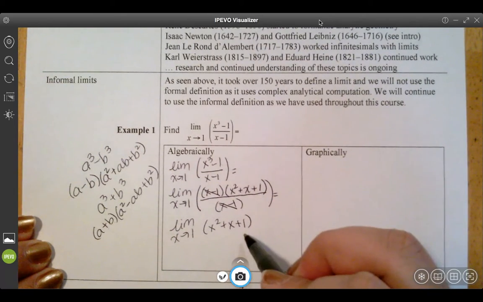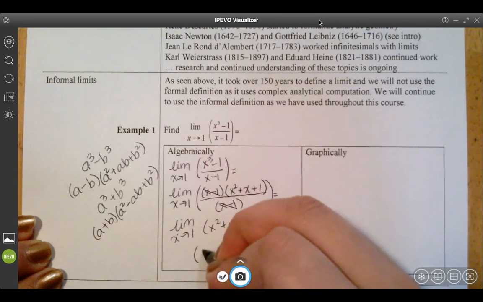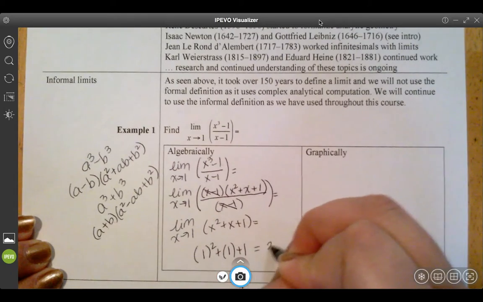Now this is a parabola which is defined when x is 1. And so we can say this is 1 squared plus 1 plus 1, which is 3.